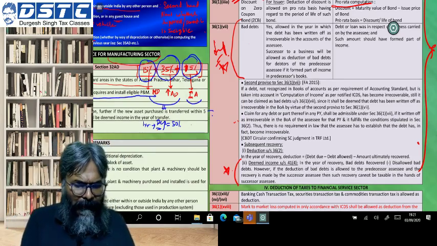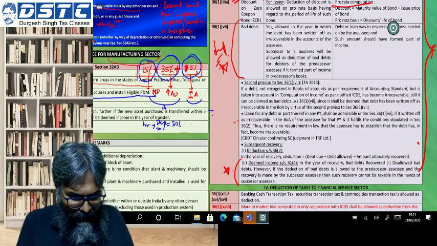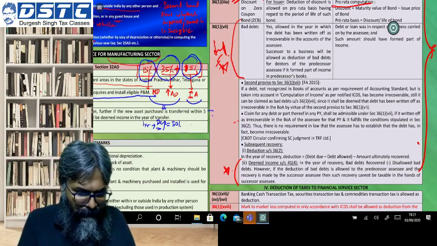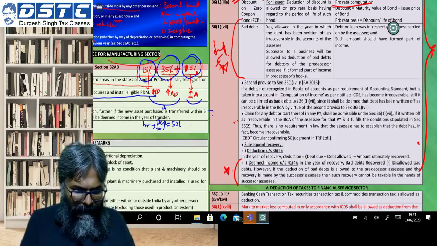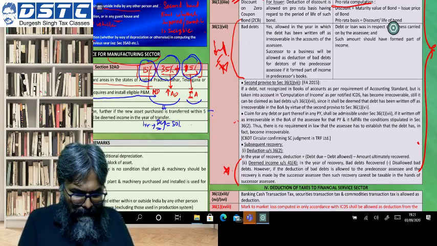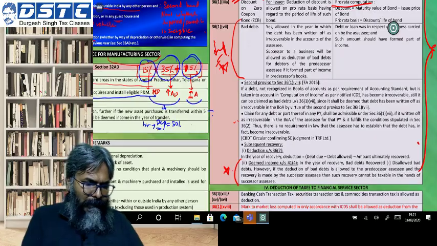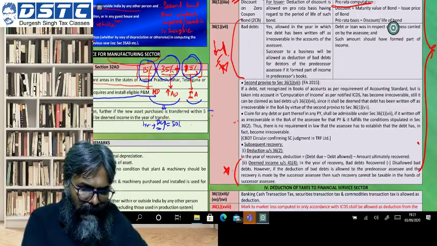So that is one point which you should be careful about, students. That should be one point that you should be very careful about in this regard. This is one thing which is to be considered.